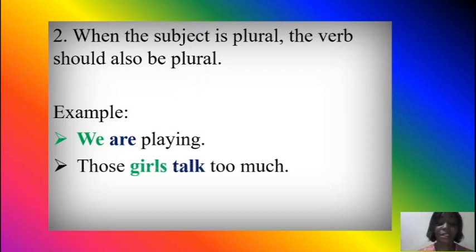Let's go over to the second example. The second example here says, those girls talk too much. You don't say those girls talks too much. No. Girls, plural subject. Talk, plural verb. Remember, your lexical verb should have an s if it is in a singular form. But if it is in its plural form, then you don't need to add an s to it. Just like we can see here, those girls talk too much. Plural subject, which is girls, and plural verb, which is talk.